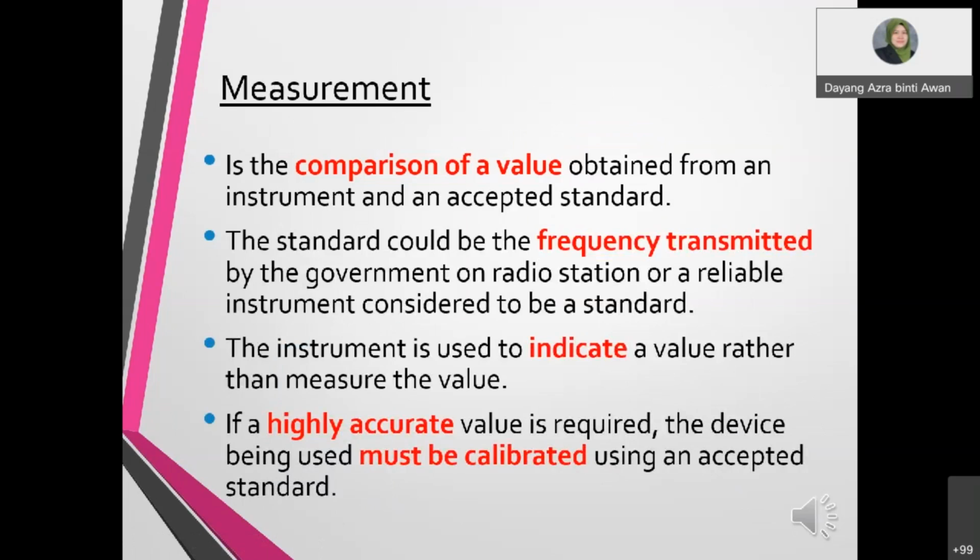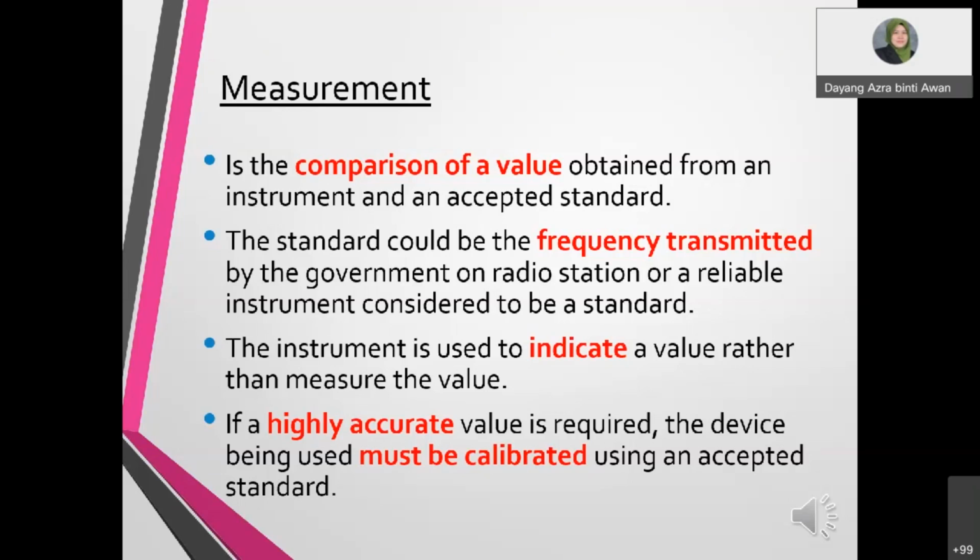Okay, so these are the measurement definitions. So what is measurement actually? It is for you to be able to compare a value with a specific instrument, whether it is accepted or not accepted by the standard. For example, you want to measure the distance. The distance unit is in meter, in kilometer, something like that. For the height, it is in centimeter. They have their own standard.